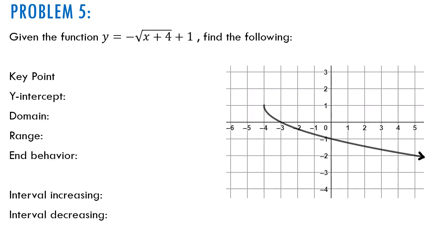All right, let's take a look at one of these. We have y equals negative square root x plus 4 plus 1. So you can see the negative, how the graph is upside down. So our key point, once again, is the starting point. So negative 4, 1.